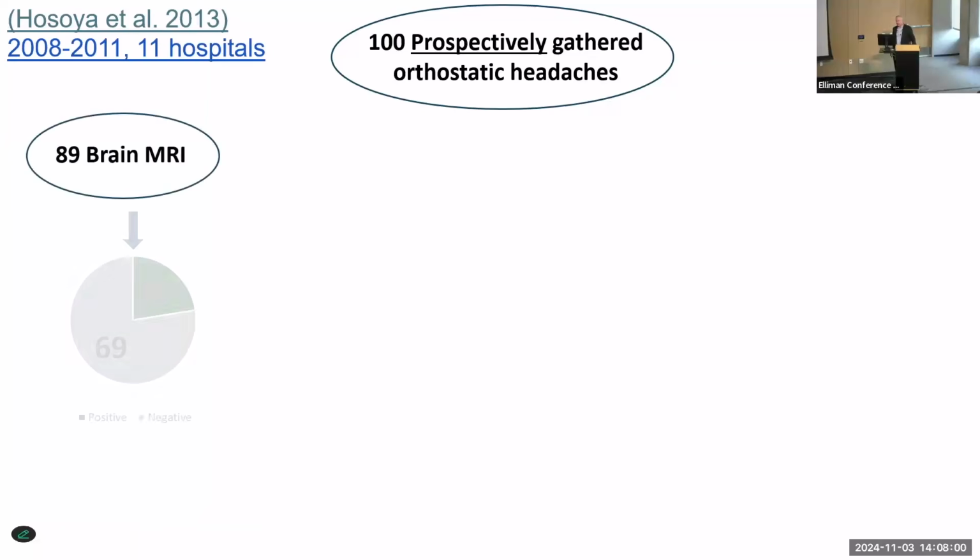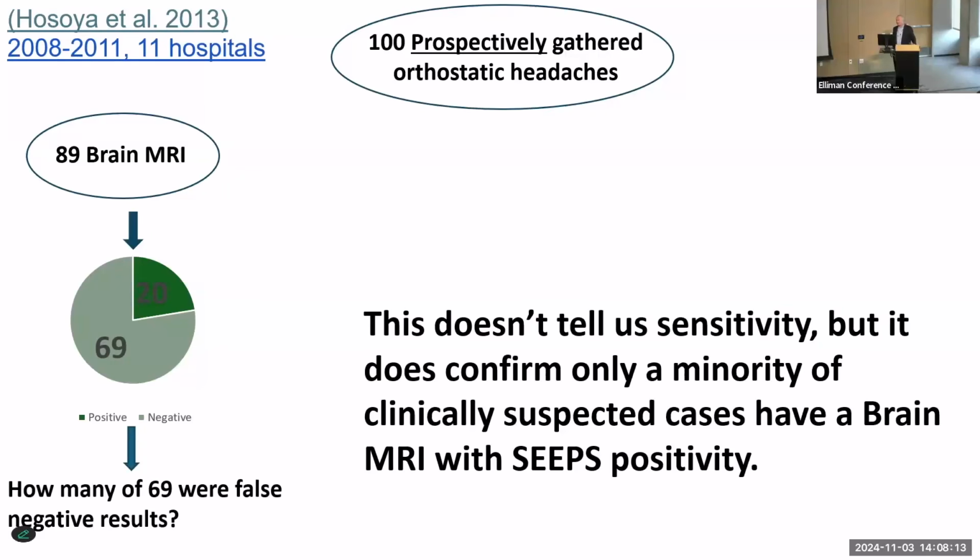So Hosoya and colleagues in Japan prospectively gathered 100 orthostatic headache patients. They evaluated all of them for signs of a leak, 89 brain MRIs, 69 totally normal, only 20 leaks, only 20 brain MRIs read as positive. This tells you nothing about the sensitivity, but what it does tell you is that only a minority of clinically suspected cases have a brain MRI with SEEPs positivity.